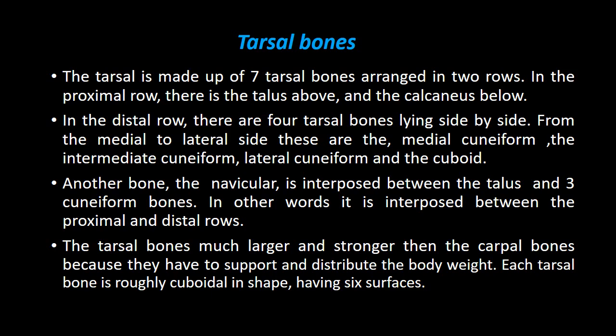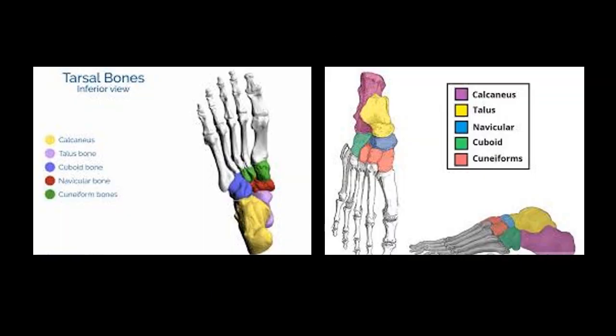The tarsal bones are much larger and stronger than the carpal bones because they have to support and distribute the body weight. Each tarsal bone is roughly cuboidal in shape and has 6 faces. Here you can see a clear picture of tarsal bones.